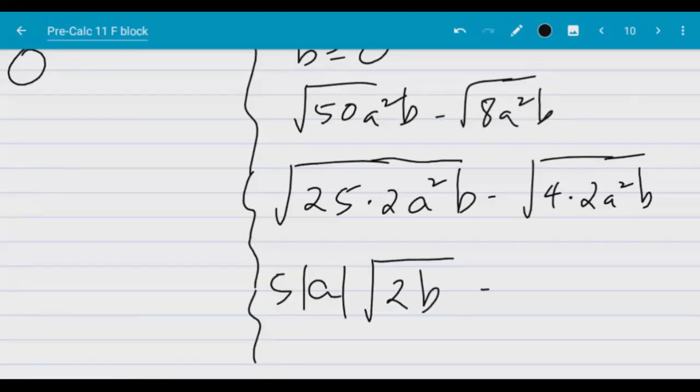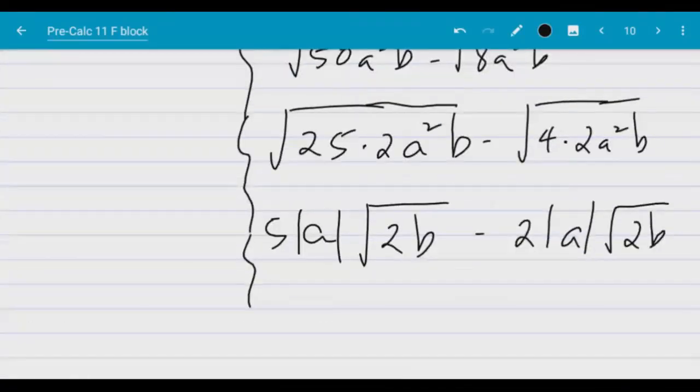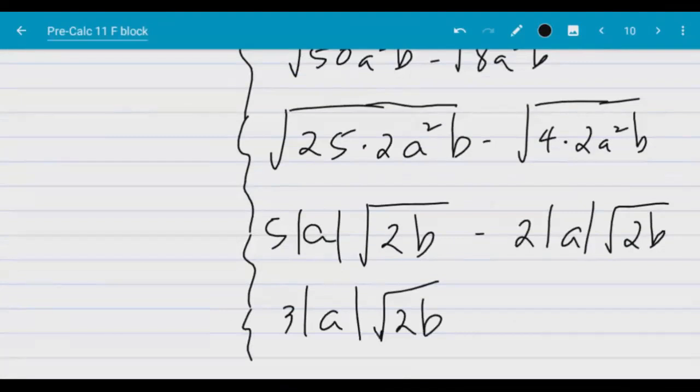Now, next one. For the 4, the 2 comes out, and then there's also the absolute value of a that comes out, and what's left inside is 2b. So as you can see, they look like like terms, so I think we can put them together: 3 absolute value of a, root of 2b, and there is your answer.